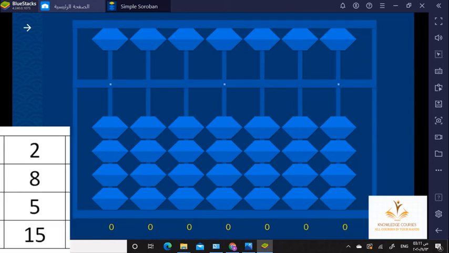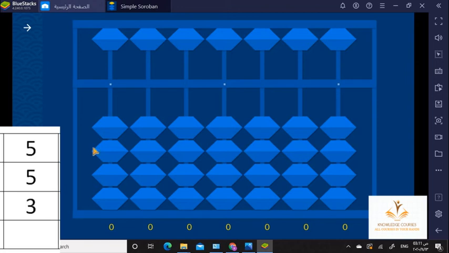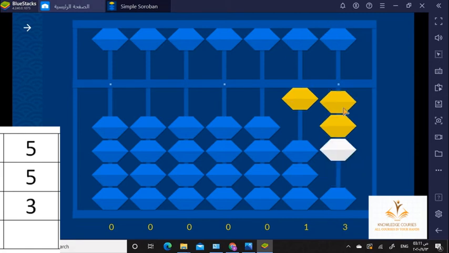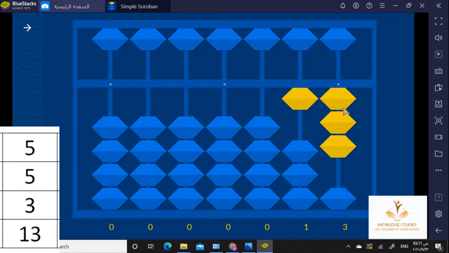Another example, 5 plus 5 plus 3. 5 plus 5, and I can't represent this 5 in the unit. So we use the big helper, activate 10 and minus 5, plus 3. So the solution is 13.